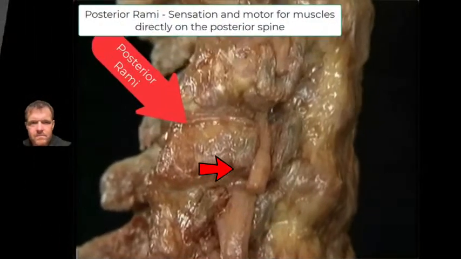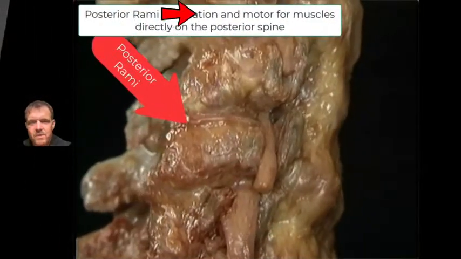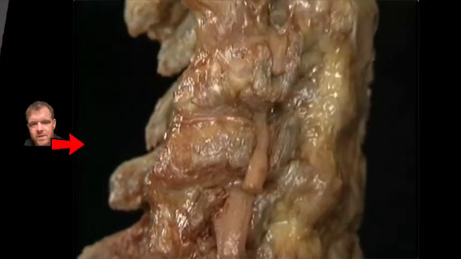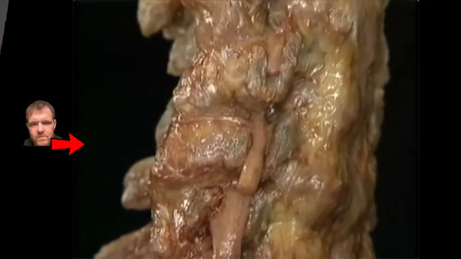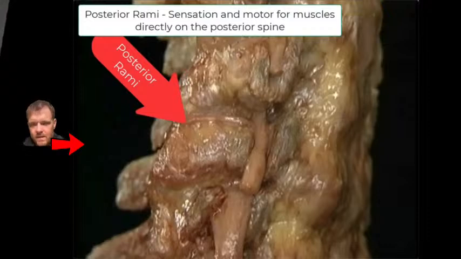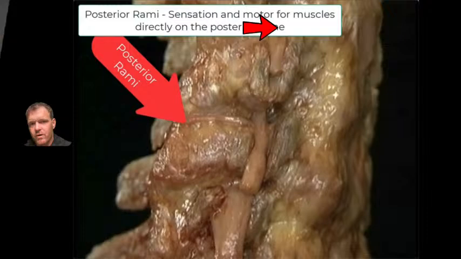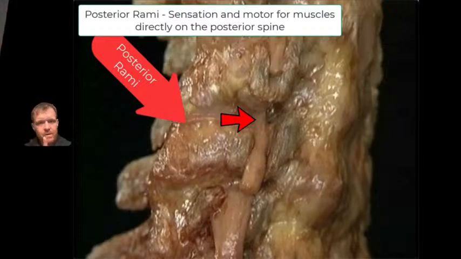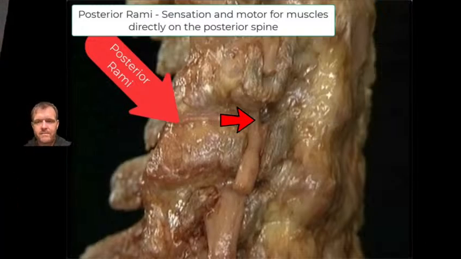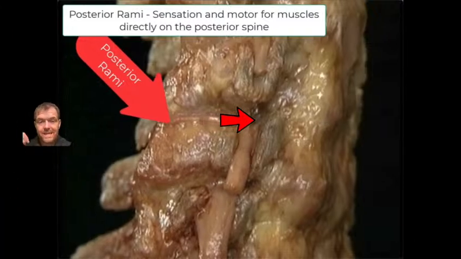And then the posterior rami, it's sensation and motor for the muscles. Let me just pause that again there. There we go. Sensory and motor for muscles directly on the posterior aspect of the spine. Okay, so you can see the spinous processes there. So that branch there, that's a mixed nerve as well. But you've got an offshoot coming away to supply the muscles and the skin on the back.